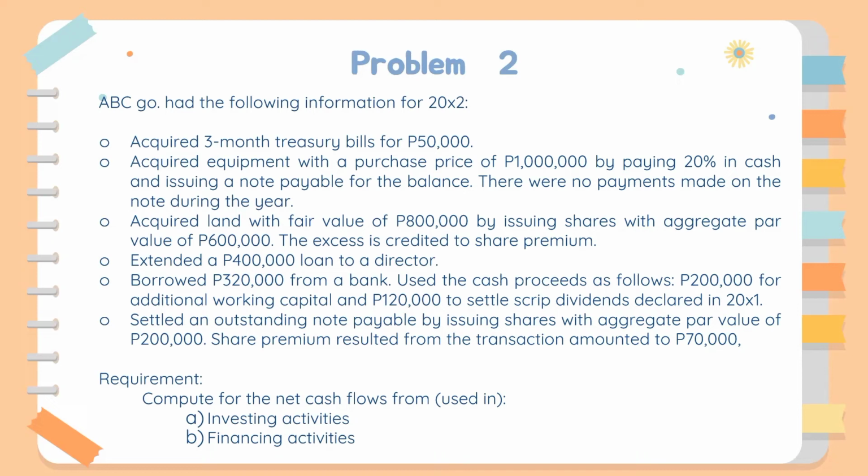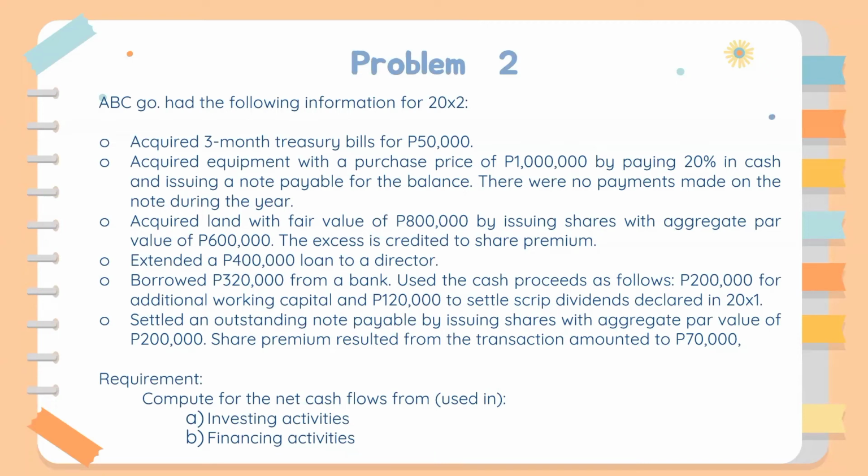Okay, seems like nahihirapan kayo. So, tulungan ko na lang kayo. Okay, so yung acquired 3-month treasury bills for 50,000, operating activities po yan kasi it involves a mere transfer of cash to cash equivalent. So, saan ba natin makikita yung cash and cash equivalent? Of course, sa current asset ng balance sheet, di ba? So, operating activities siya. So, excluded siya sa computation.